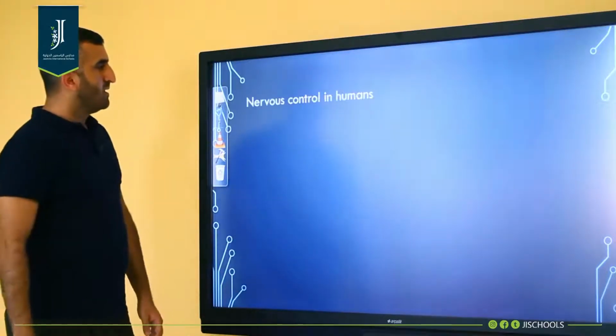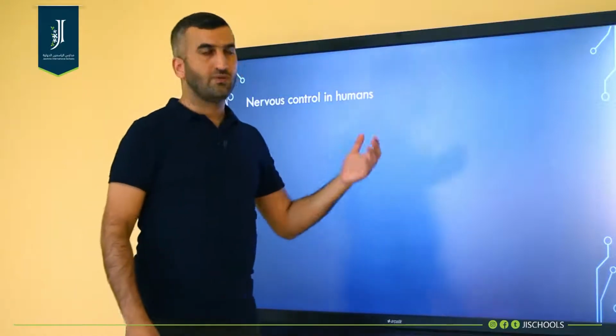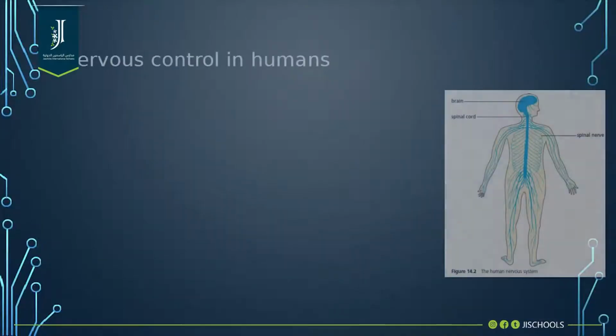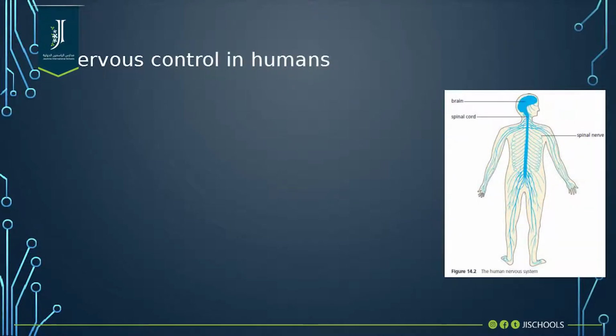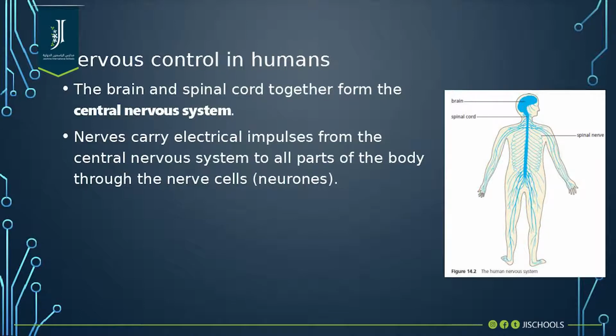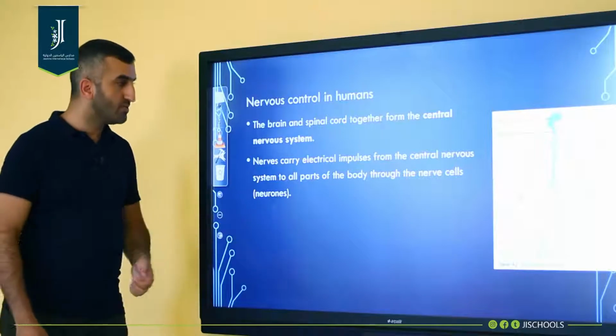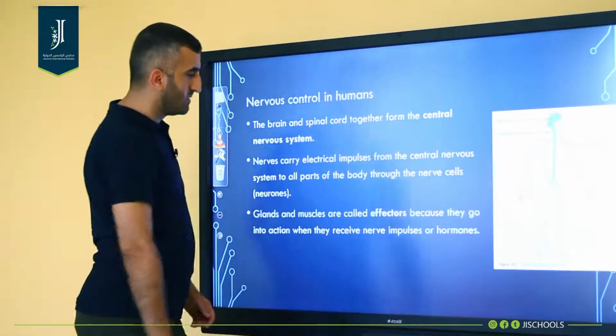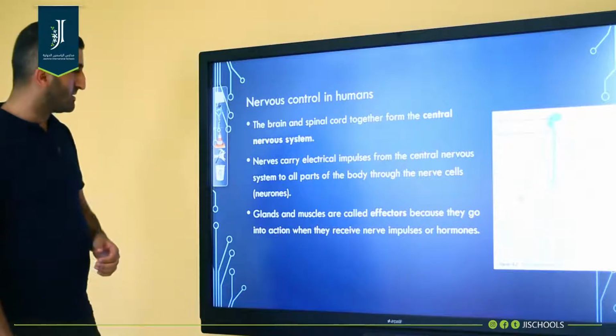So, in general, all of this is controlled by the nervous system in humans. The nervous system is composed of the brain and the spinal cord. In addition to the brain and spinal cord, there are nerves, different nerves. The brain and spinal cord together make the central nervous system, and all of this is coordinated through nerve cells, which are called neurons.